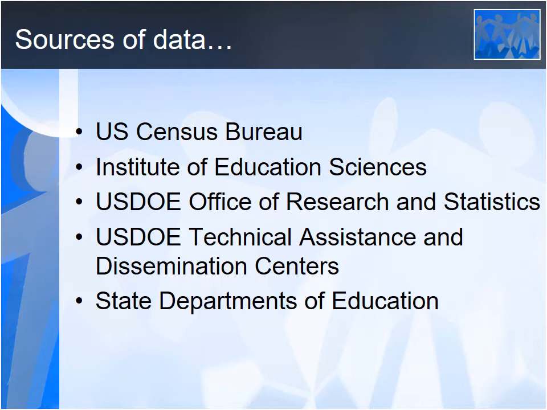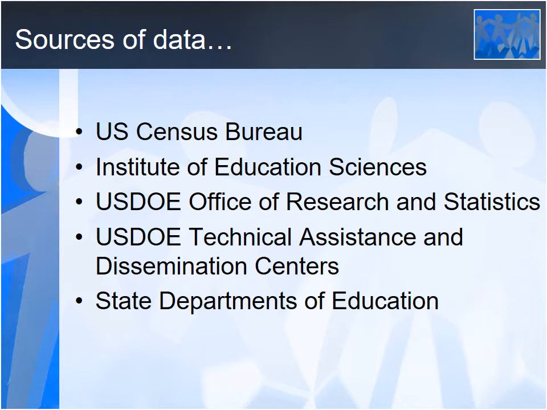So I'm going to show you some sources of data, including where you can find publicly available data without a subscription or anything like that: U.S. Census Bureau data, Institute of Education Sciences data, U.S. Department of Ed's Office of Research and Statistics. The U.S. Department of Education also has several what they call technical assistance and dissemination centers that have not only good statistics but good reports and policy statements and things like that. And then our State Department of Education. If you are not in Mississippi, every State Department of Education will have similar data.